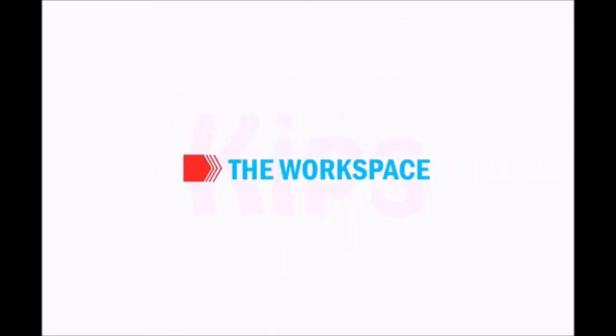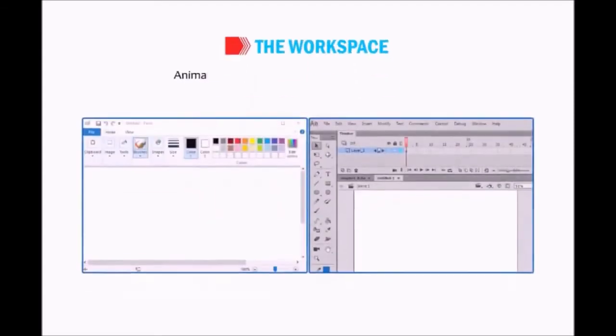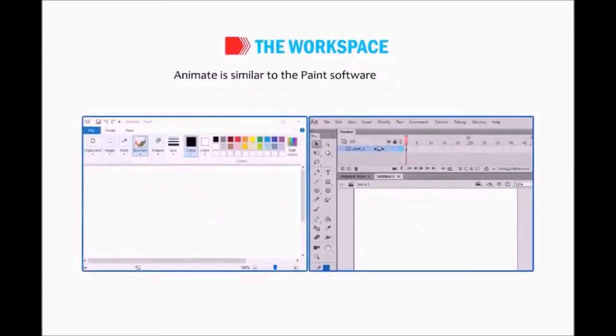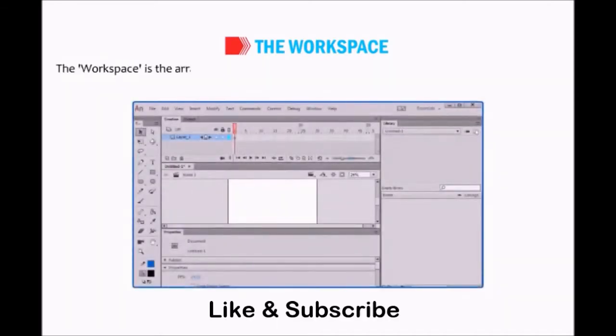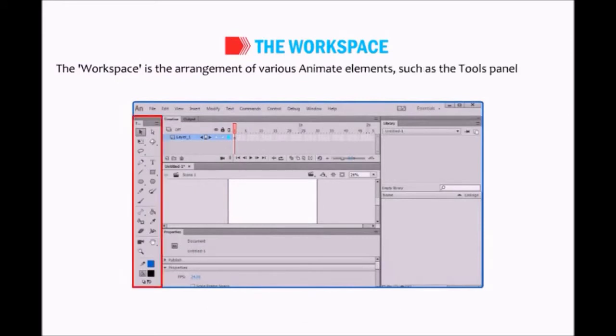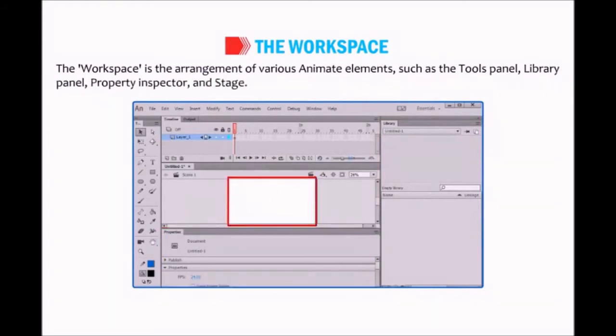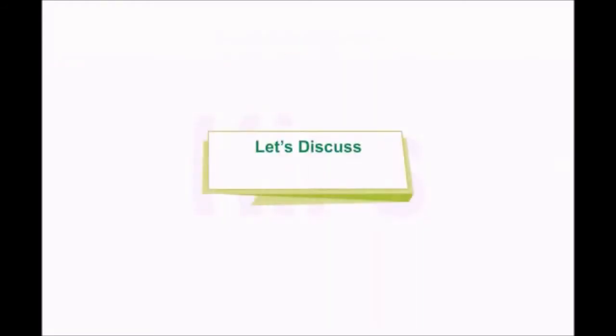Students, let's talk about the workspace. Animate is similar to the Paint software in Windows. It has almost the same tools that Paint uses, except that these tools are mainly used for animation. The workspace is the arrangement of various Animate elements such as the Tools panel, Library panel, Property Inspector, and Stage. Students, let's have a discussion.